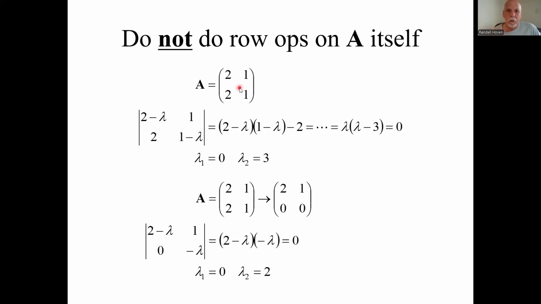If you do row operations on A first, in this case, you get this. You get a row of all zeros, because that's the way A is constructed in this case. And then find the eigenvalues. A minus lambda I would be this, and you get the eigenvalues of 0 and 2, not 0 and 3, which are the correct eigenvalues. Row operations do not maintain eigenvalues. So don't do your row ops on A too soon.